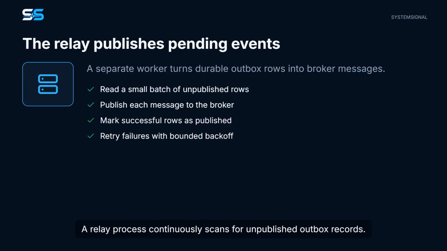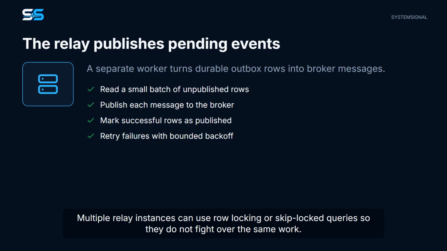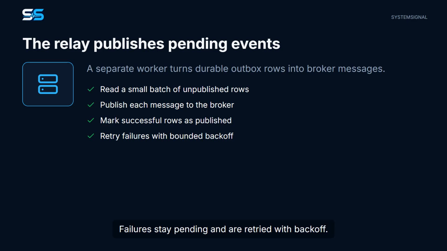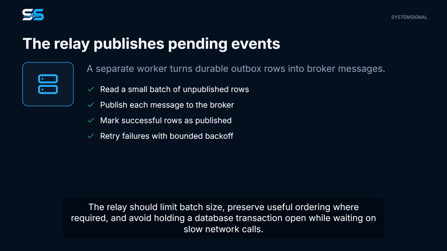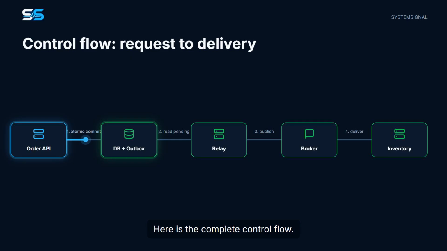A relay process continuously scans for unpublished outbox records. It claims a small batch, publishes each event, and marks successful records as processed. Multiple relay instances can use row locking or skip-locked queries so they do not fight over the same work. Failures stay pending and are retried with backoff. The relay should limit batch size, preserve useful ordering where required, and avoid holding a database transaction open while waiting on slow network calls.